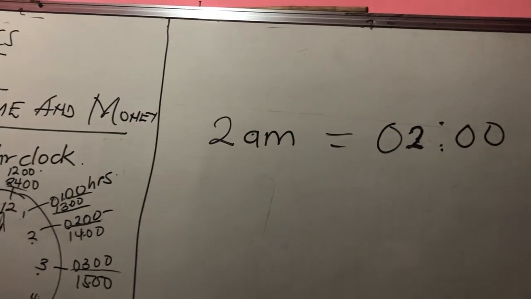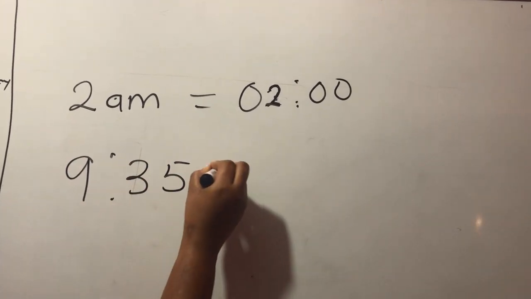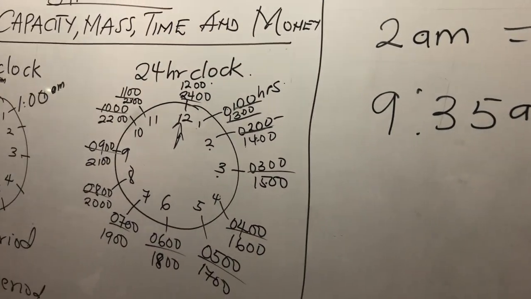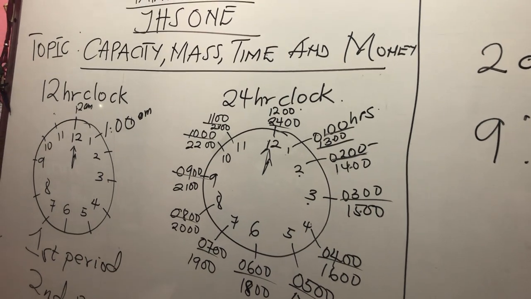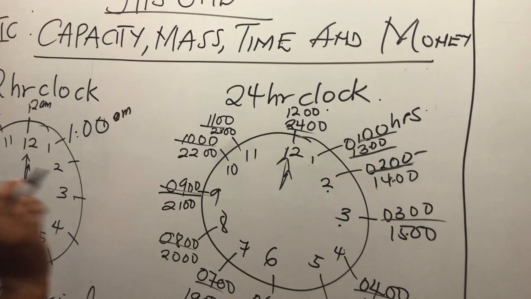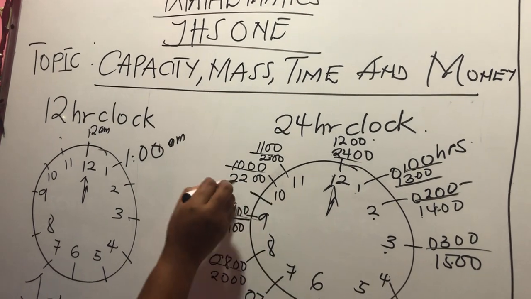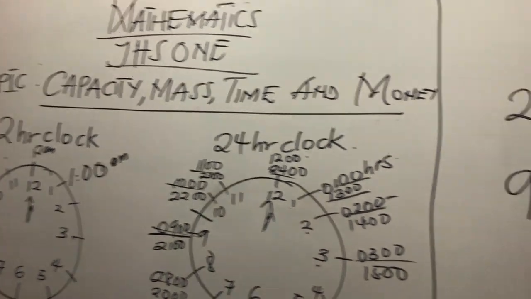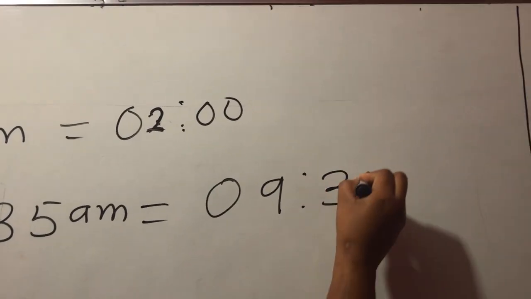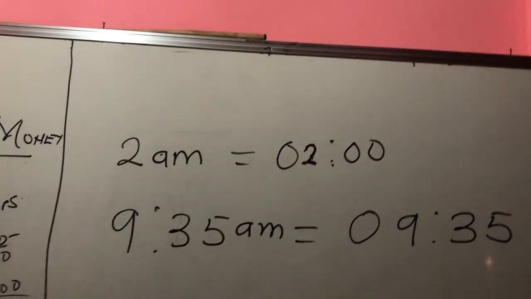Okay, let's pick another one. 9:35 a.m. So 9:35 a.m. is here. We are talking about the mornings. The upper part is the mornings, for clarification. So for 9:35 a.m., your numbers must be 4. For 24 hours, you have to have 4 digits. So it's going to be 0935. No a.m., no p.m.